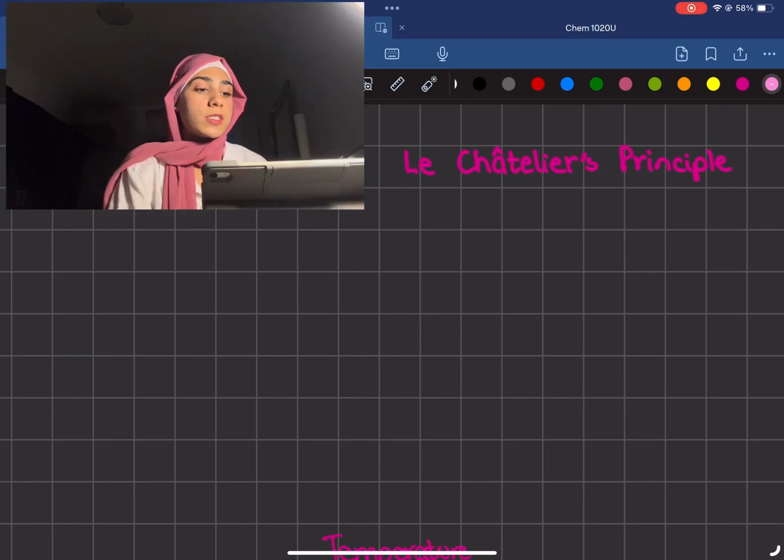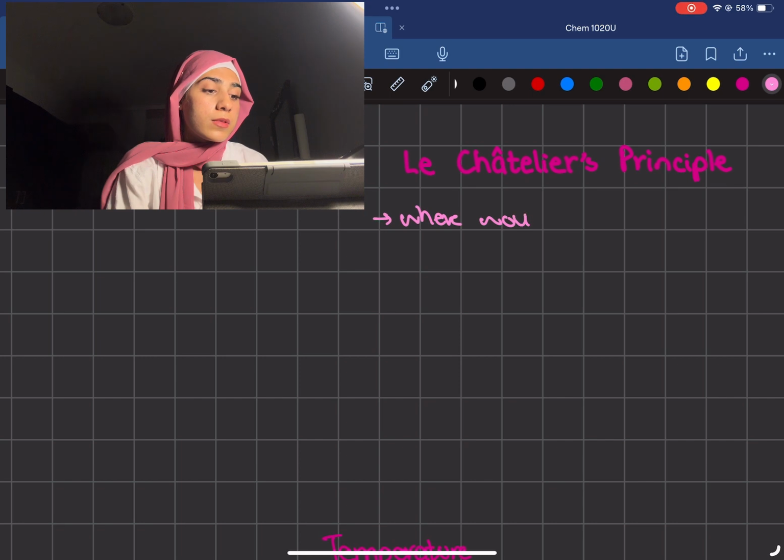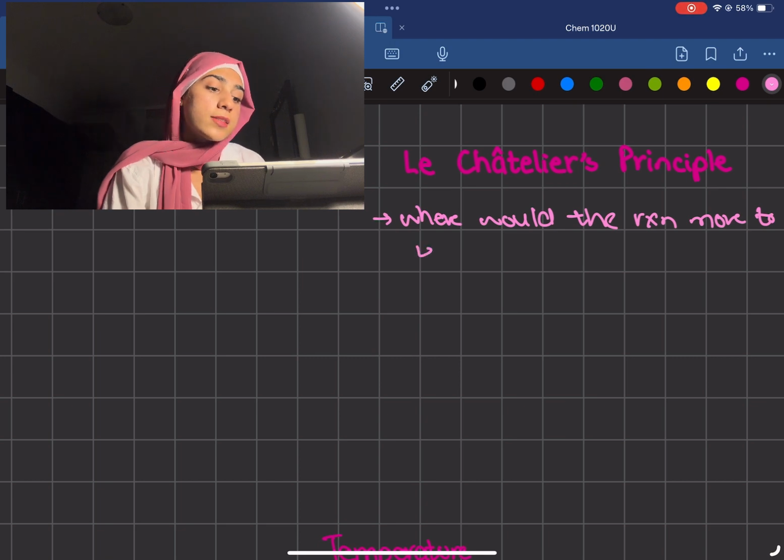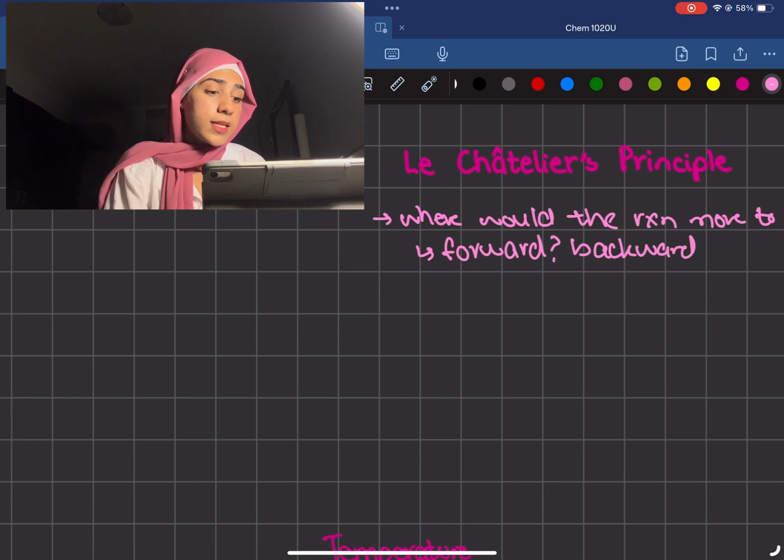Look at Le Châtelier's principle. Le Châtelier's principle tells us where the reaction would move to. That is to say, would it move forward or backwards? Another thing you need to remember is that a reaction always tries to achieve equilibrium.